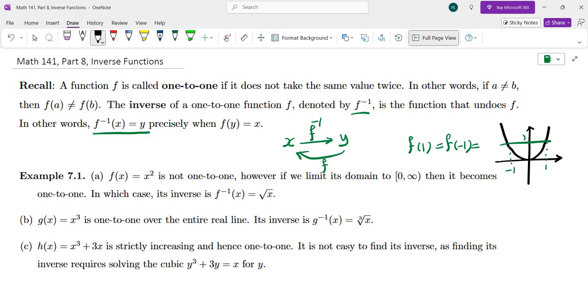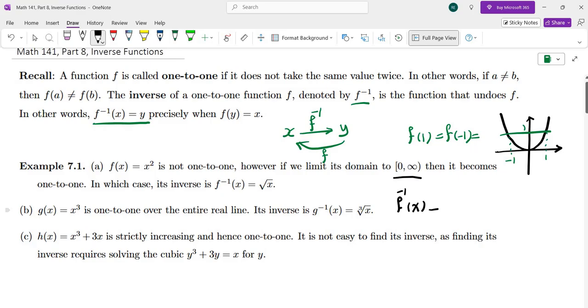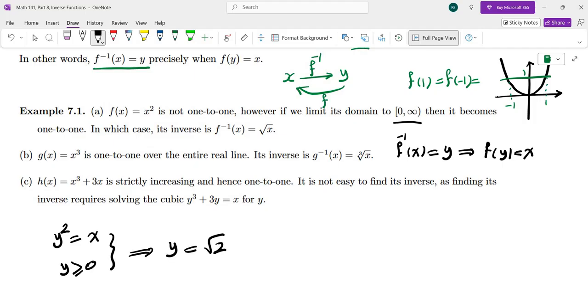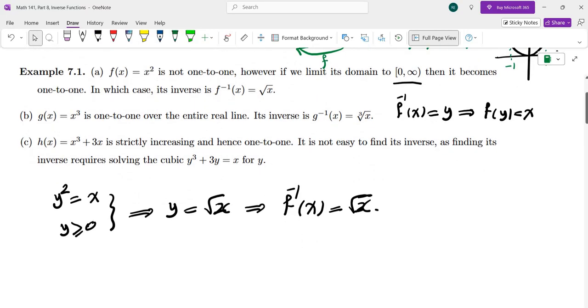However, we can fix this issue by restricting the domain to only non-negative numbers. And that means the inverse would be square root of x, because if we write down f inverse of x equals y, then we get f of y equals x. From here, we can say y squared equals x, and because we know that the domain is greater than or equal to 0, that tells us that y is root x. And that means f inverse of x is equal to root x. So that's the inverse of x squared if we assume that the domain is non-negative real numbers.